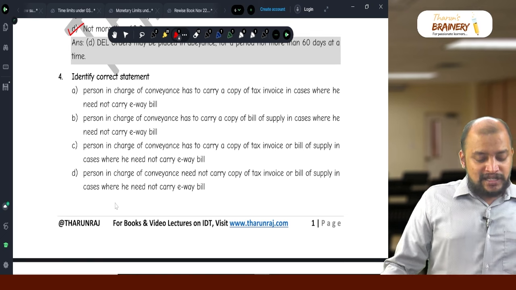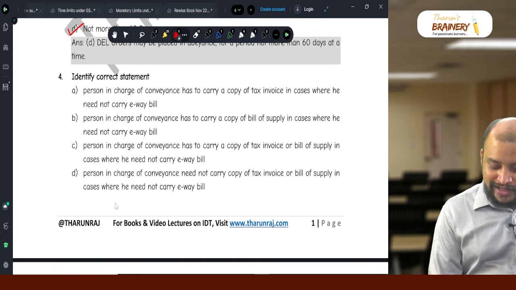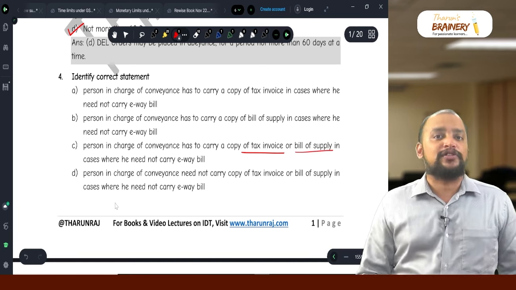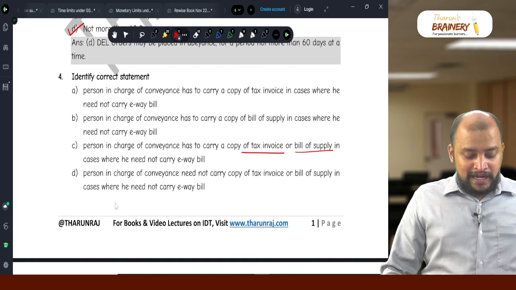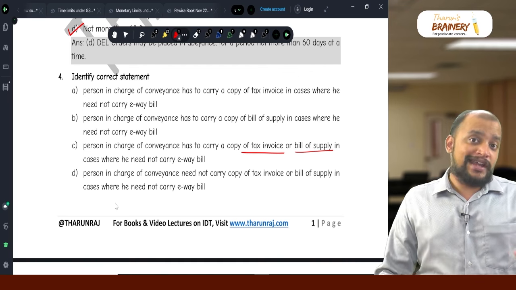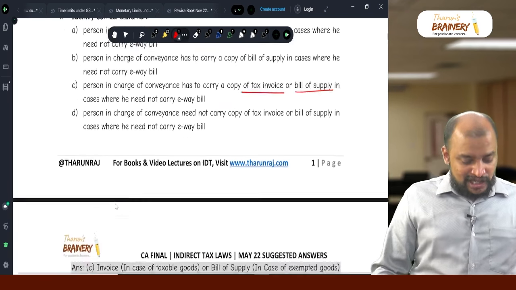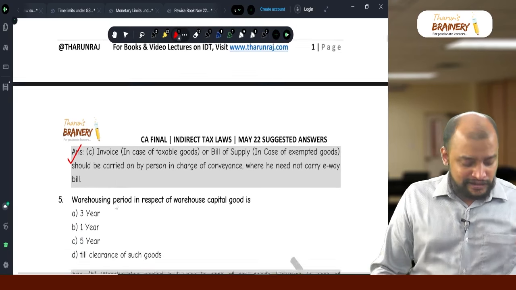B, person in charge of the conveyance has to carry a copy of bill of supply, actually both. So tax invoice in case of taxable supply, bill of supply in case of exempted supply, in case where he is not required to carry e-way bill. Moreover, in case of other than supply, it should be delivery challan. So therefore option C is the answer. The delivery challan point is not given.